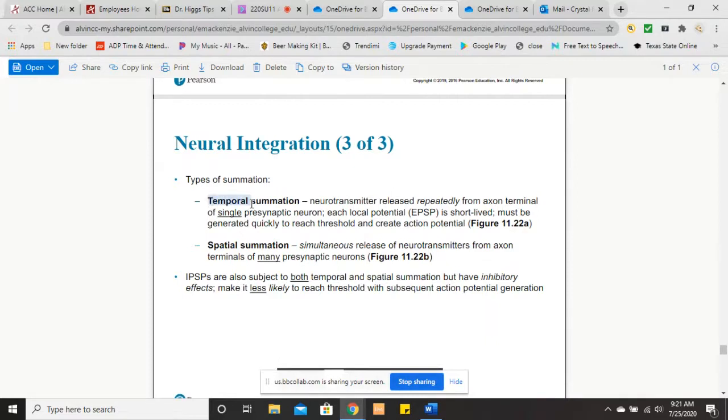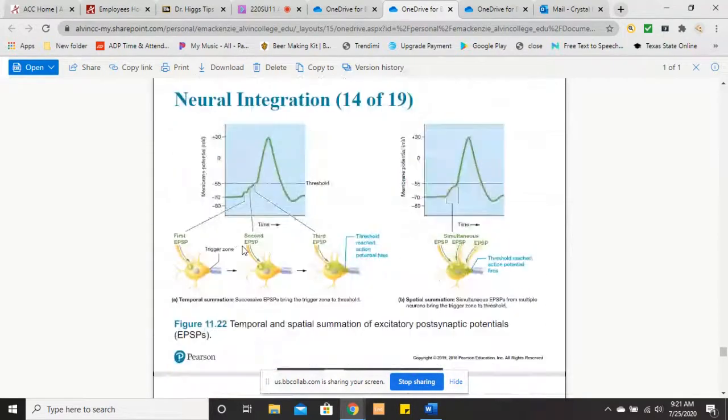Temporal for tempo, so think time. So this is when a neuron listens to and adds up all the signals it's getting within a certain period of time. But on the other hand, a neuron could listen to and add up all the signals it's getting within a certain area, certain space. So we call that spatial summation. That's what you see in these two pictures here. Over here on this side and under the A section, that's temporal summation. Over here in the B section, this is spatial.